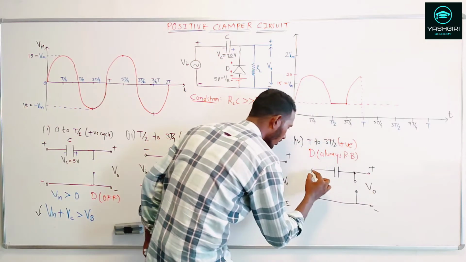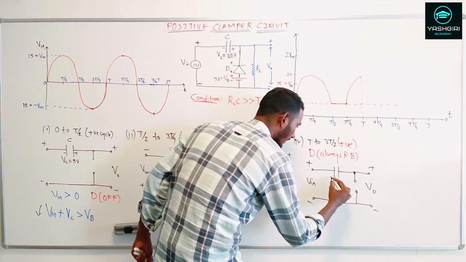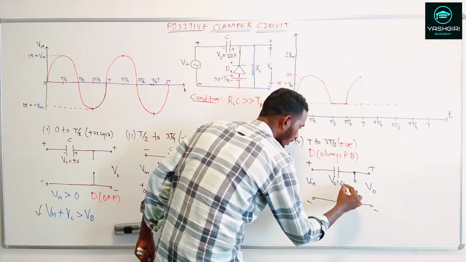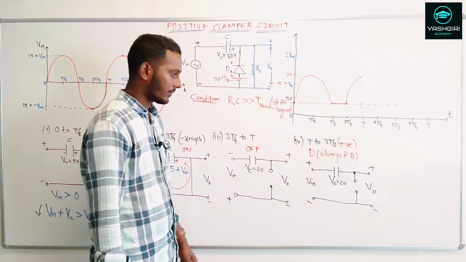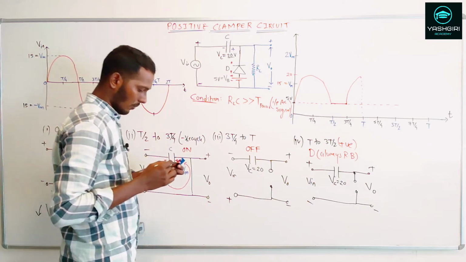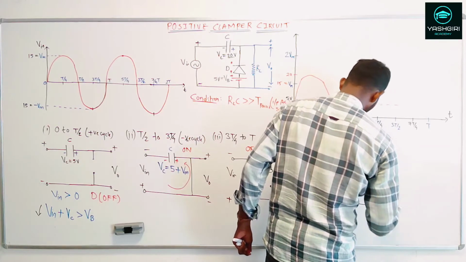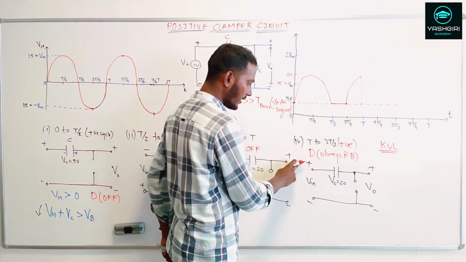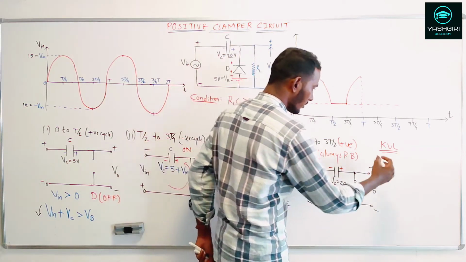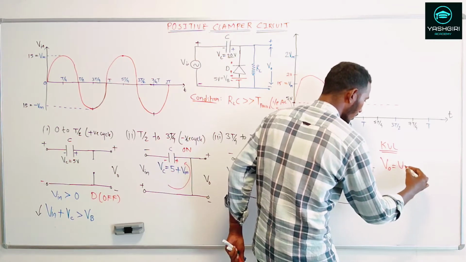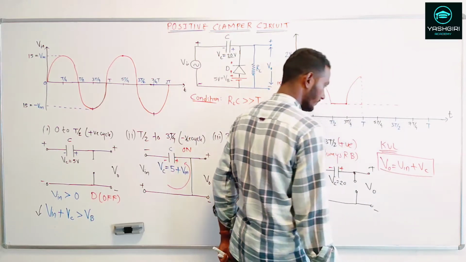So this is my V out and this is the V in. This time the polarity has changed, plus, minus, and this is the same Vc, which is equal to 20 volts. Now, if you apply the KVL for this positive half cycle, voltage rise is equal to voltage drop. So the V out will be equal to V in plus the voltage across the capacitor.